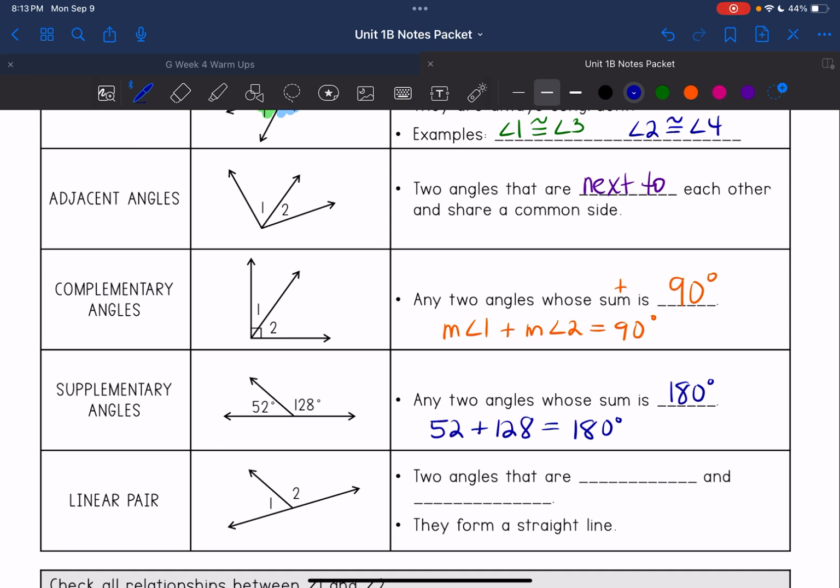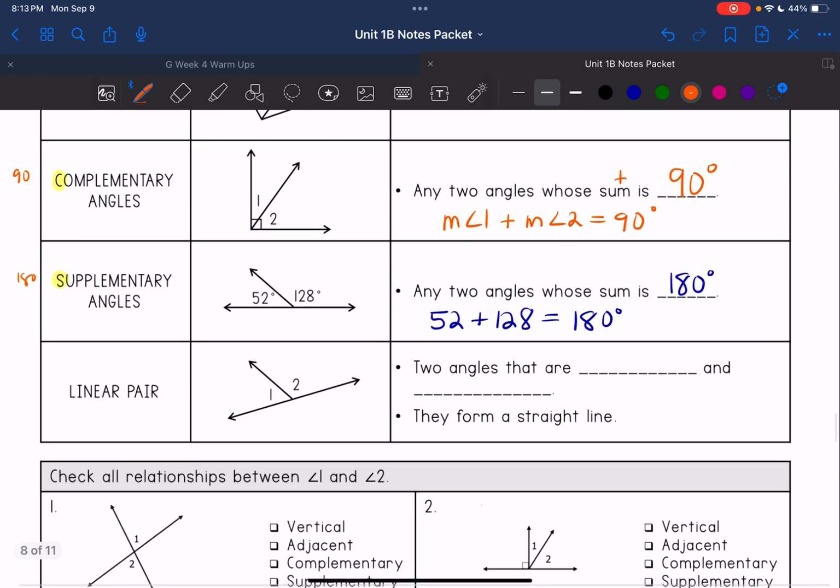So in the past, I've seen students get complementary and supplementary confused. What I do, when I was learning these, is if you go alphabetical, C comes before S. So that means mathematically 90 comes before 180. So that's just the way I remember.